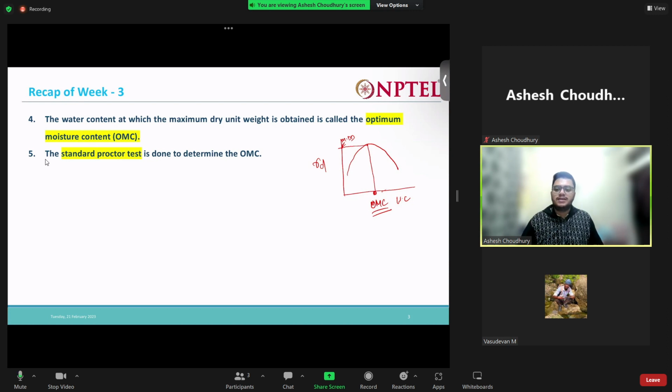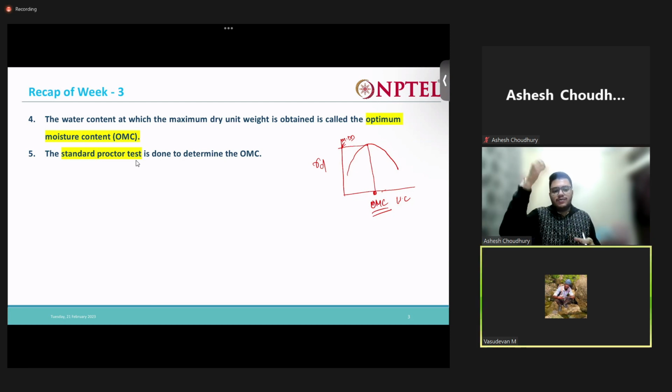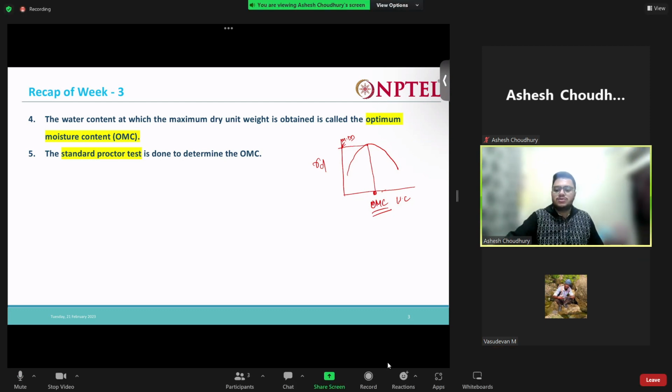It is determined by the standard Proctor test. Though these tests we generally perform in the lab, we can perform it anywhere. The setup is not that big or that expensive. We need one mold of a certain volume and size, and we need a rammer using which we can compact the soil. Using these two things, we can do the Proctor test. So let us see how the Proctor test is generally done.